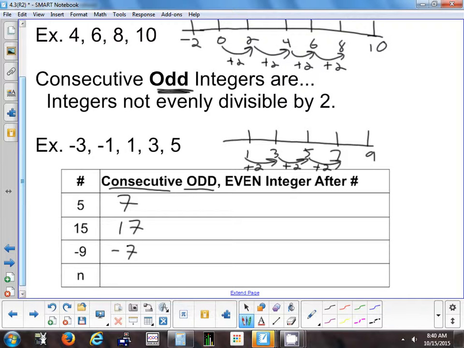Logan? N plus 2. Now, what if it was just written like this? Find the next consecutive number after n. N plus 1. Good. All right, so if it asks for consecutive, you go 1 after. If it asks for the even or the odd, you go 2 after. Even you go 2, odd you go 2.